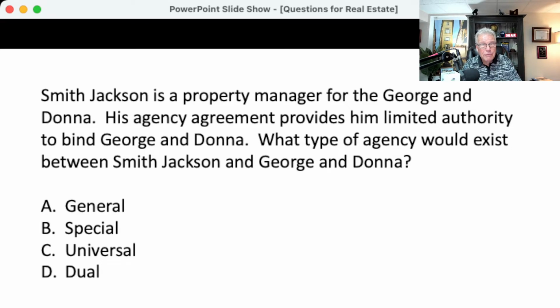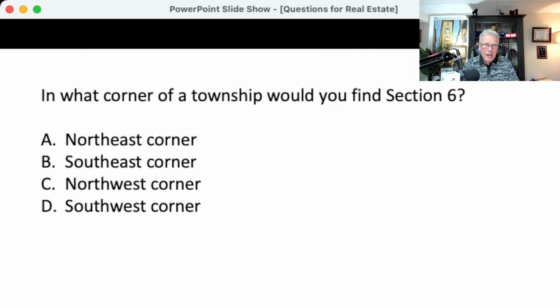Is it a universal agency? Well, that's when you take care of all of the affairs for the other party. Universal agency, they're almost bedridden. They can't make any decisions on their own. So it's not that. Would it be a dual agency? Well, that's a different type of agency, and that's not what we're getting into in this situation. That's when you work for both the buyer and the seller. You're a dual agent. In this situation, Smith Jackson is just a property manager with a limited authority or power of attorney, and that's an example of a general agency. Okay, general agency.